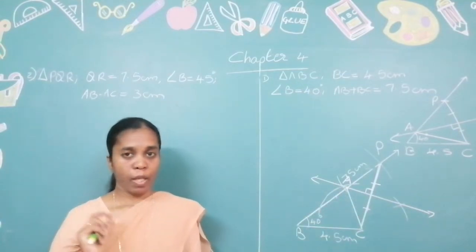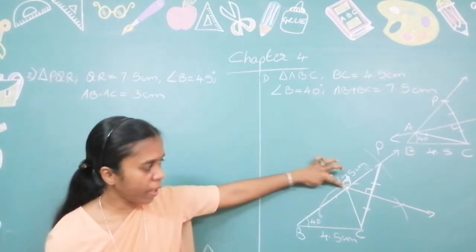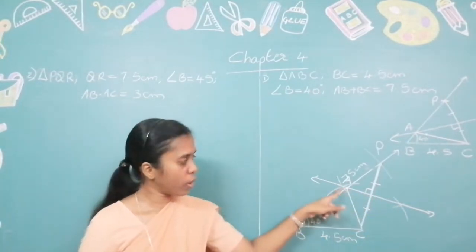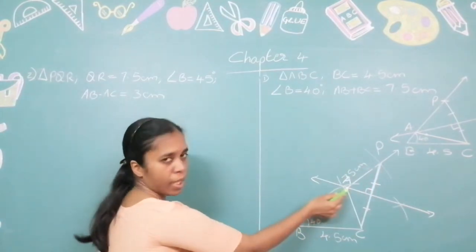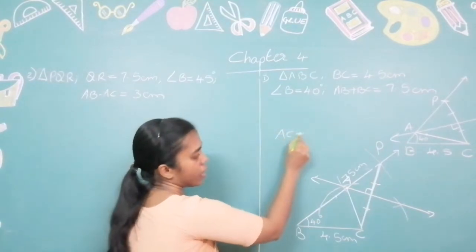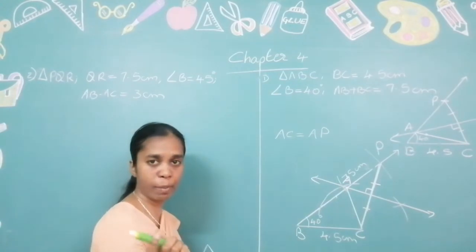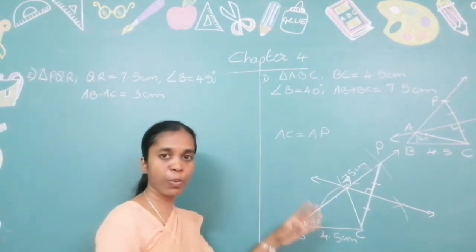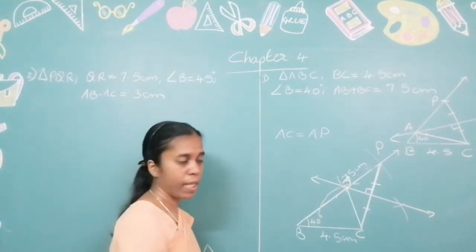Now, let us see how it actually works. Point A lies on this perpendicular bisector. So, A is equidistant from C and P. A lies on the perpendicular bisector. Therefore, I can say AC is equal to AP. We have learned the perpendicular bisector theorem: any point lying on the perpendicular bisector is equidistant from the endpoints. Therefore, I can say AP is equal to AC.